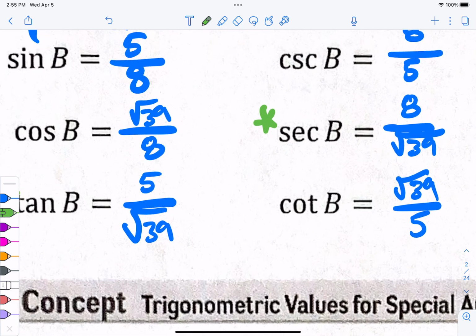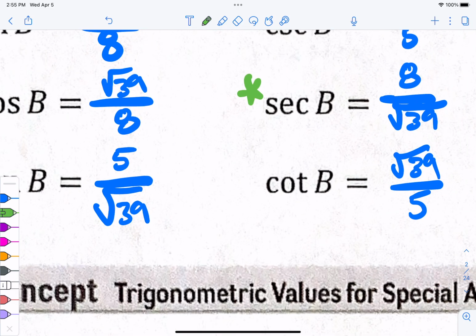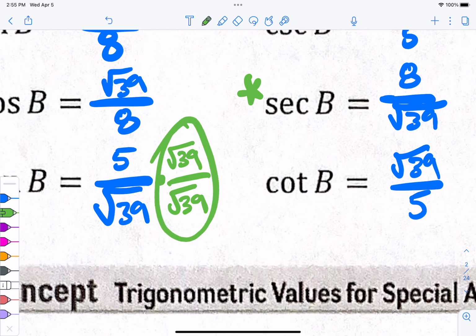So we're not going to make it into a decimal. Here's how we fix it. Are you ready? Are you watching? This is the hard part. We multiply it by the square root of 39 over the square root of 39. And the reason why we do that is because the square root of 39 over the square root of 39 reduces to 1. That's like multiplying by 1, right? So I'm just multiplying this thing by 1, okay?